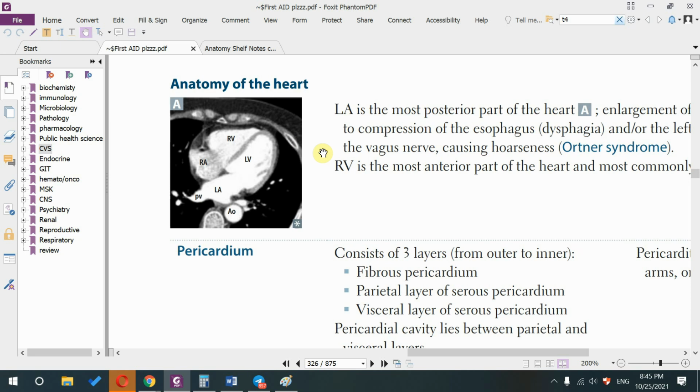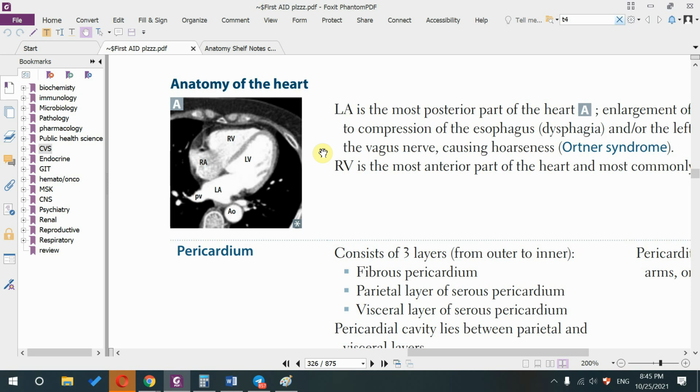So this can be asked in your exam. If I tell you a patient had a sternectomy, which chamber of the heart is highly susceptible to get injured? Your answer needs to be right ventricle.